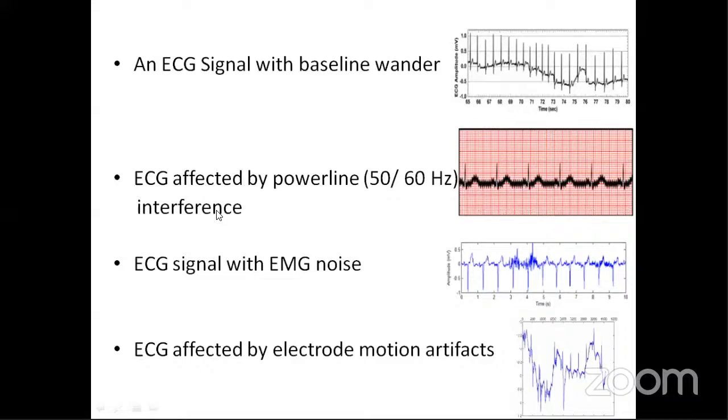And the second one, this ECG waveform shows power line interference. This is the ECG affected by power line interference, so you can see the distortion here, the dark one. And this is the ECG signal with EMG noise, so there must be muscle activity inside that ECG signal too.